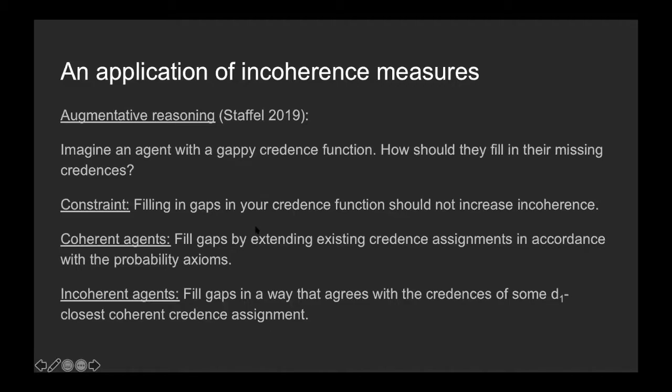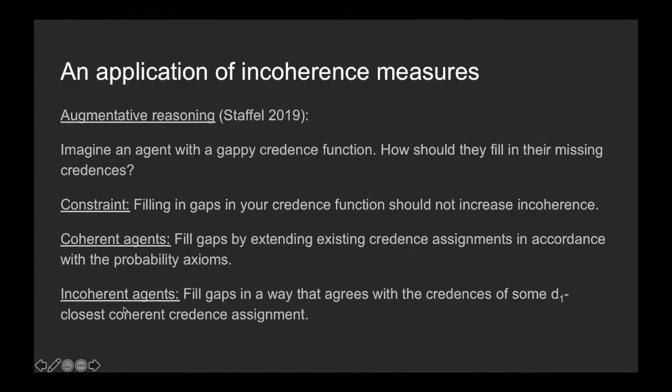Here's a constraint you might think is reasonable on augmentative reasoning. When you fill in gaps in your credence function like that, you should not do so in such a way that increases your incoherence. So what that means for coherent agents is that you should fill gaps in your credence function by extending your existing credence assignments in accordance with the probability axioms, right? So if your existing credences together with the probability axioms give you either a precise assignment for these missing credences or a range, you should stay with those assignments, because otherwise you're going to make your credences more incoherent, and that seems like a bad thing to do.